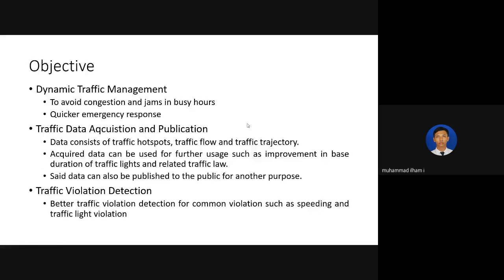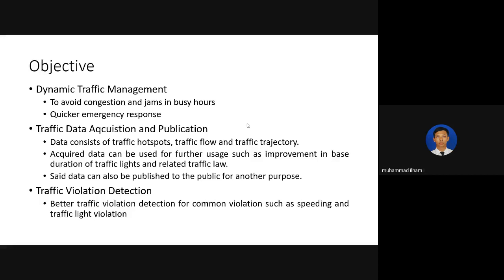The objective of this system is to dynamically manage traffic, to avoid congestion and jams in busy hours and to provide quicker emergency response. And then traffic data acquisition and publication. The data consists of traffic hotspots, traffic flow, and traffic trajectory. Accurate data can be used for further research, such as improvement in the phase directions of traffic lights and related traffic flow. The data can also be published to the public for other purposes.